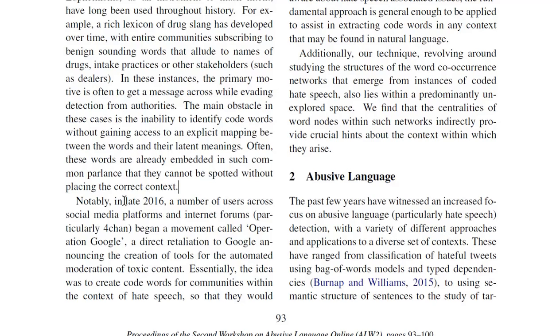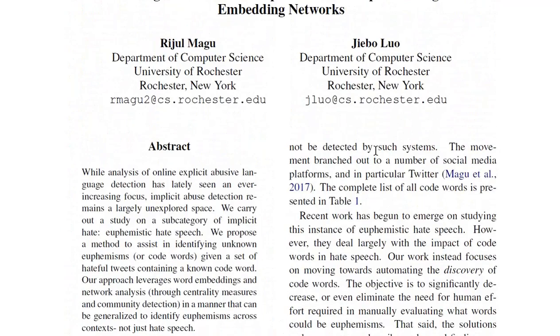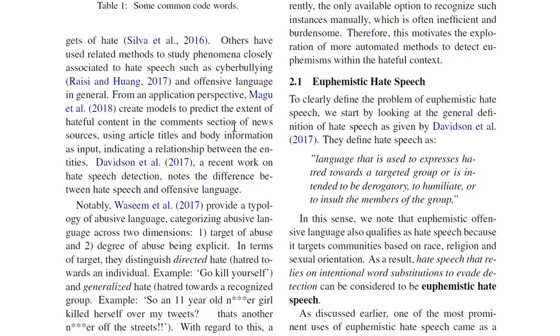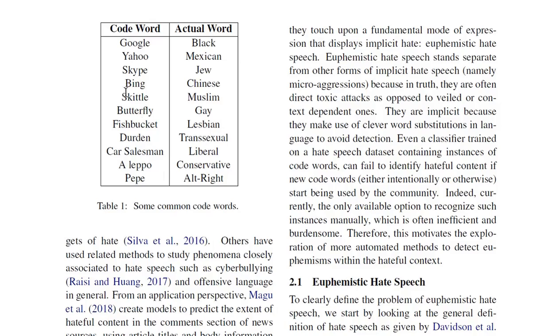Notably, in 2016, a number of users across social media platforms and internet forums, particularly 4chan, began a movement called Operation Google, a direct retaliation to Google announcing the creation of tools for the automated moderation of toxic content. Essentially, the idea was to create code words for communities within the context of hate speech so that they would not be detected by such systems. The movement branched out to a number of social media platforms and, in particular, Twitter. The complete list of all code words is presented in Table 1. So you can see these words are being used for these actual words.